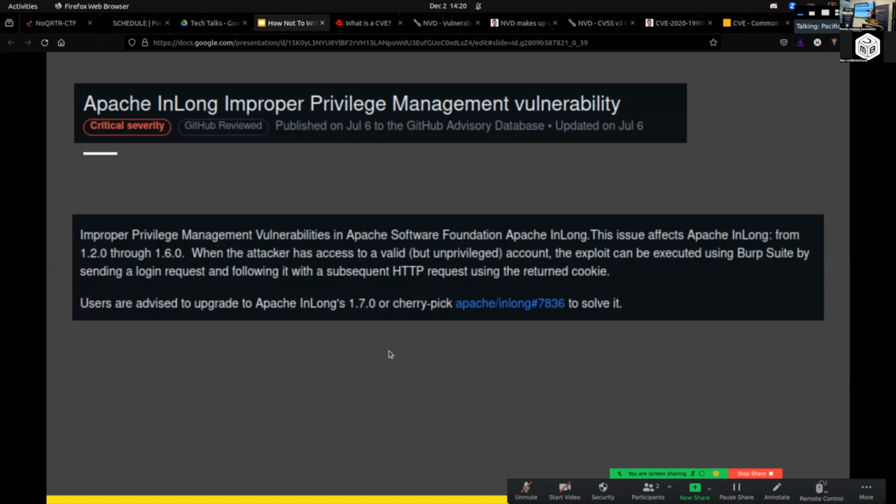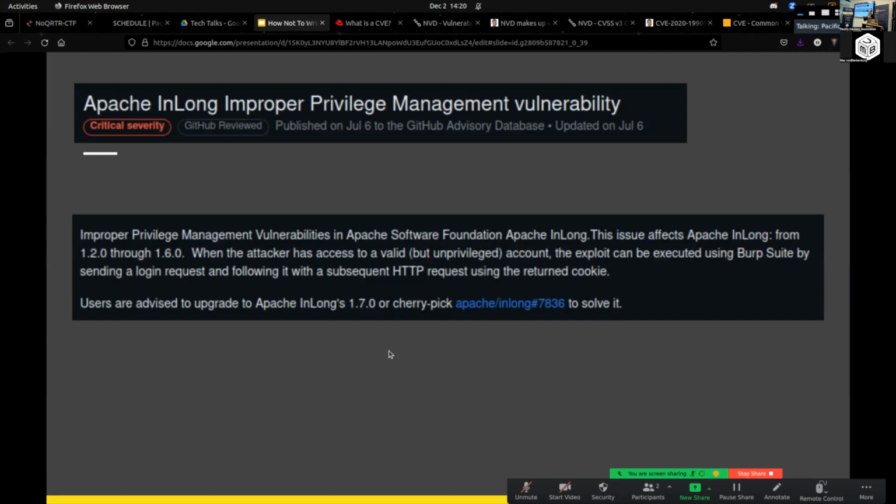So maybe there's session stealing, or someone left the admin account with an admin password or something. "When the attacker has access to a valid but unprivileged account," okay, a basic user account, "the exploit can be executed using Burp Suite by sending a login request and following it with a subsequent HTTP request using the return cookie." Okay.